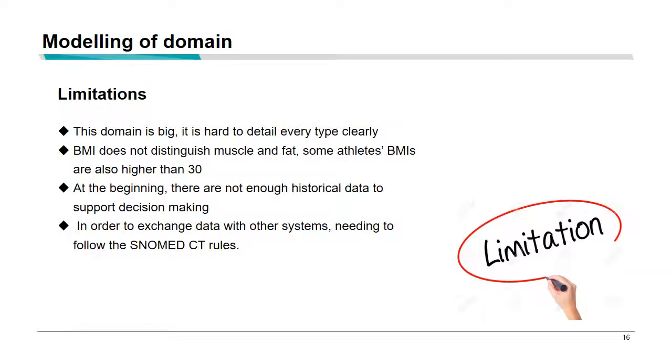But there are still some limitations, like this domain is too big, so it's not easy to detail every type clearly. BMI does not distinguish muscle and fat, so some athletes' BMIs are also higher than 30, but they are healthy. At the beginning, there are not enough historical data to support the decision making. Last one is, in order to exchange data with other systems, the system needs to follow the SNOMED CT rules.